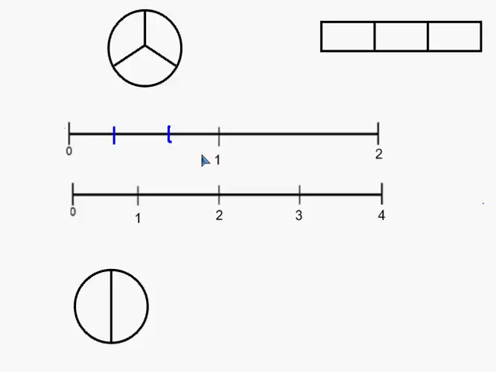Fractions represent equal parts. We can see the equal parts here. When we're drawing them on a number line, we need to make sure that the spaces are equal as well.